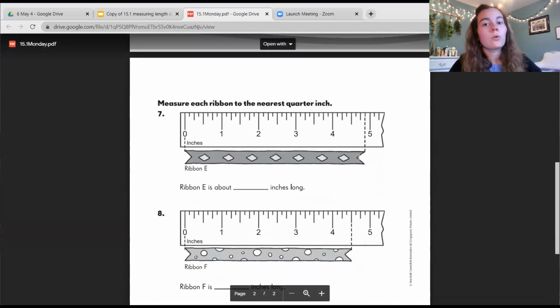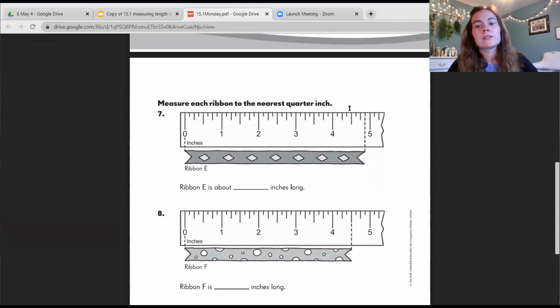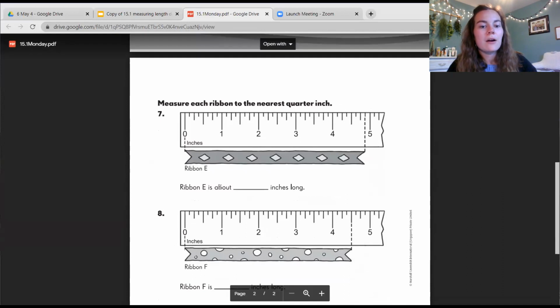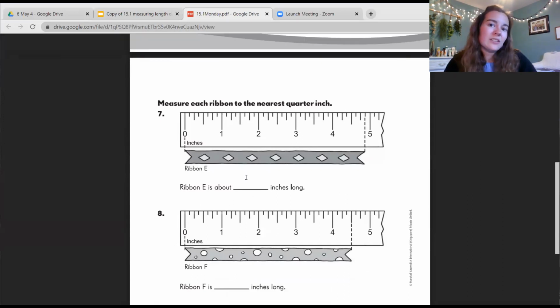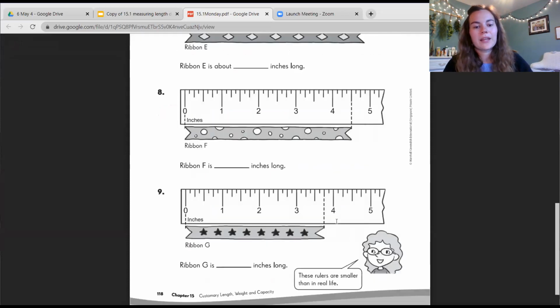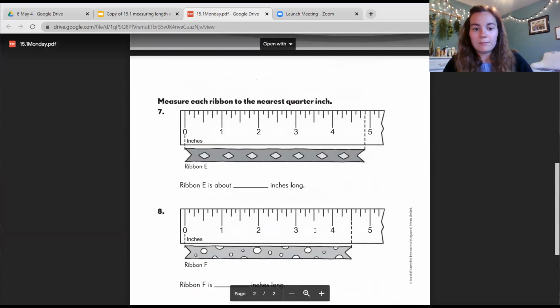And then the second page, notice it says measure each ribbon to the nearest 1/4 inch. So you're going to be practicing with quarters. So remember that 1, 2, 3, 4, and say it's about how many quarters. Remember, we're not looking for an exact measurement, we're estimating. We're giving an educated guess about what the measurement is. We're saying it's really close to 5, so it's about 5, or it's really close to 4 3/4, so it is about 4 3/4. So that is what you're doing for the second page.